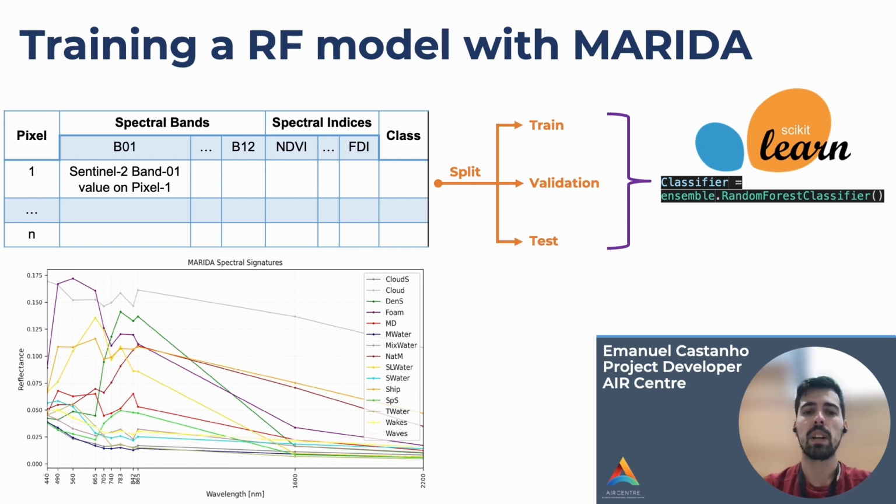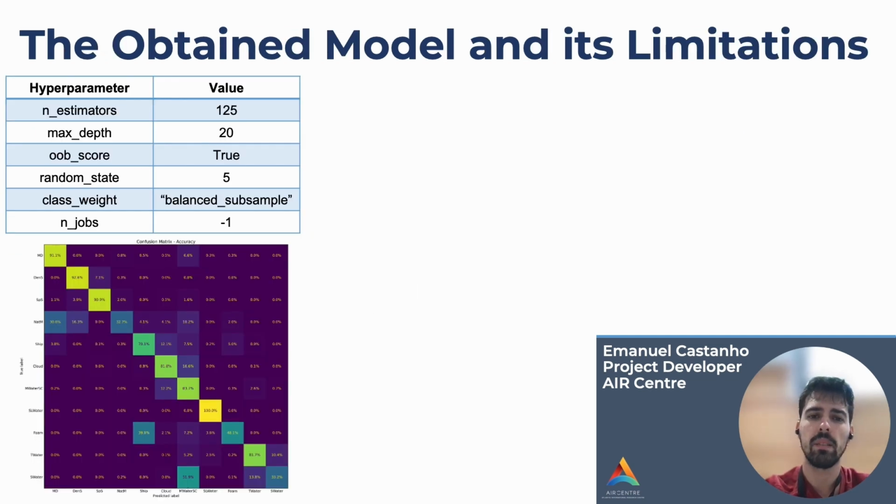On this plot, you can see the mean spectral signatures from all classes from Merida. Marine debris is represented as MD. The obtained random forest model presents the following hyperparameters. To find the optimal hyperparameter values, you can use methodologies such as cross-validation on the validation split. N estimators correspond to the number of trees in the forest, max depth to the maximum depth of the tree. Other parameters can be explored in the documentation.